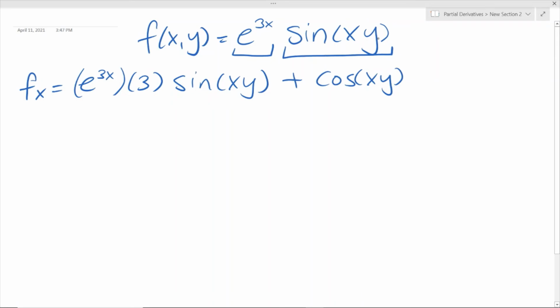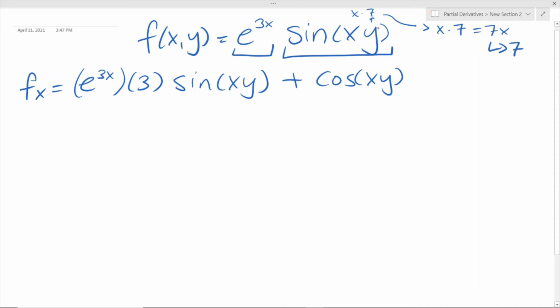Then we have to differentiate the inside part because our x is in the inside right here. To do that, we treat y as a constant. Let's say y was equal to 7. Then we have 7 times x, and x times 7 is the same as 7 times x. If we find the derivative of this, it's just going to be 7.